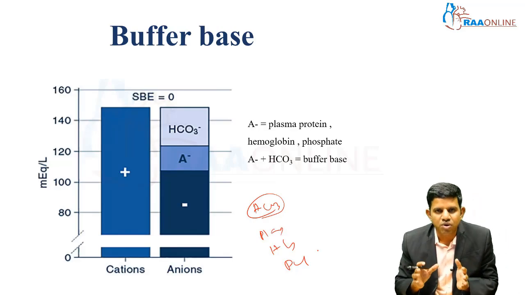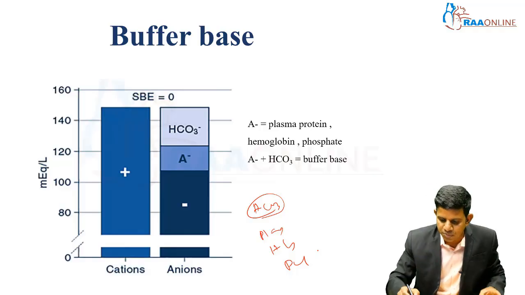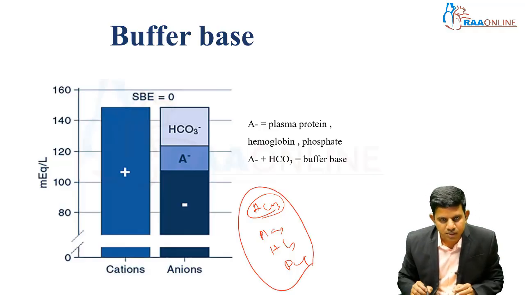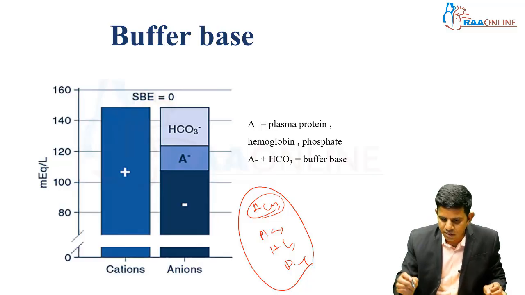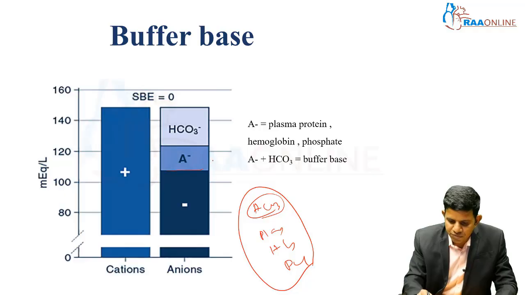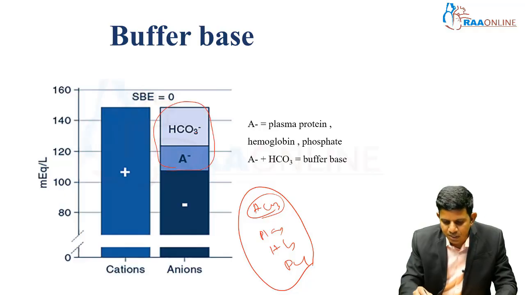So, the total concentration of all these buffers is called the buffer base. The bicarbonate level, for example you see here, this is my buffer base. So, bicarbonate level plus A minus, which is the other non-carbonic buffer system, our plasma protein, hemoglobin and the phosphate. So, the A minus and the bicarbonate, it is called the buffer base.